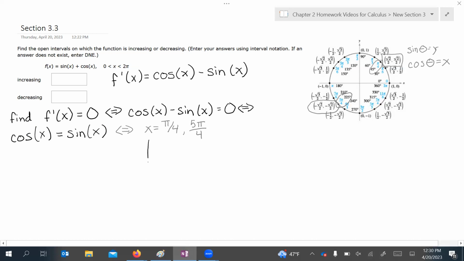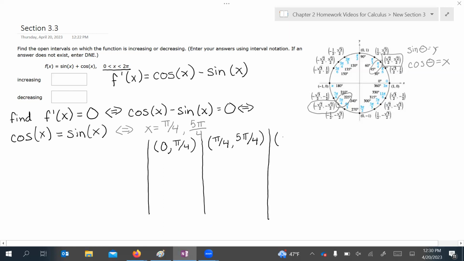All right, so then we want to make a table of values. We should mention that our function was given to us over a restricted domain, which can help us set up our table. So we have, starting from the left, we go from x equals 0 all the way up to our first critical number, which is pi over 4. That gives us our first interval. Our next interval we have from pi over 4 to 5 pi over 4.